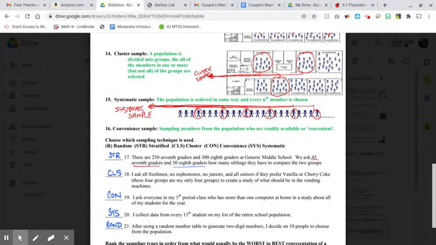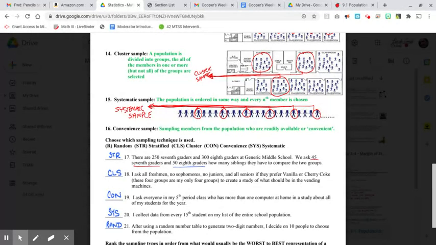Number 19, I ask everyone in my 5th period class who has more than one computer at home in a study about all of my students for the year. So if I want to know about all the students, but I only choose the people in my 5th period class that are right beside me, that are easy to be selected, that's a convenient sample. Those aren't good because you don't get a good representation of everybody.